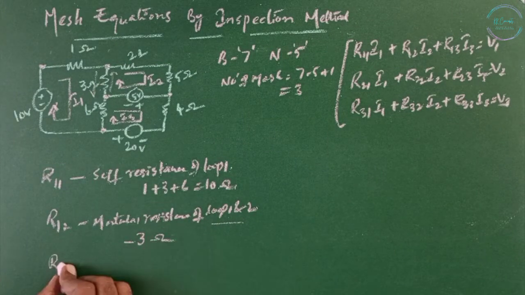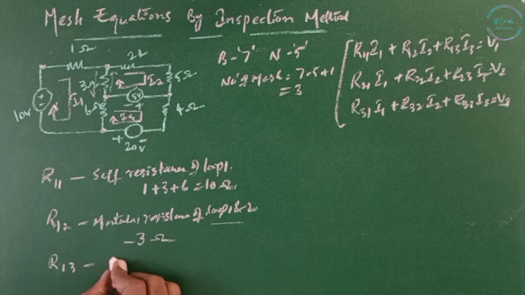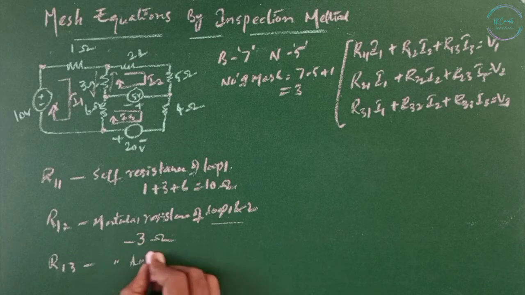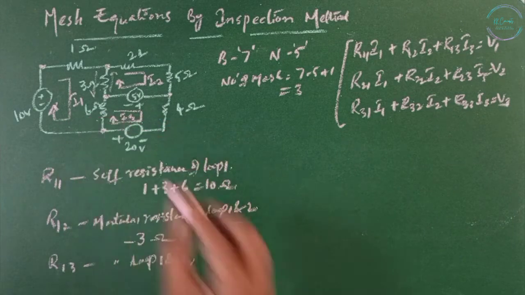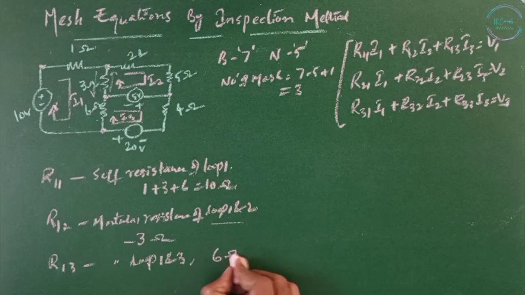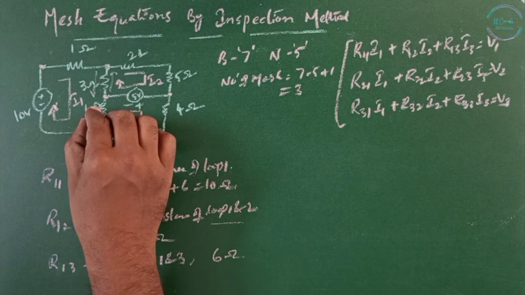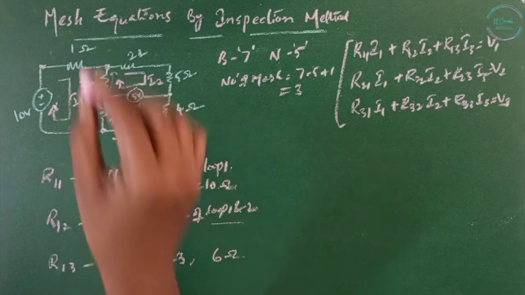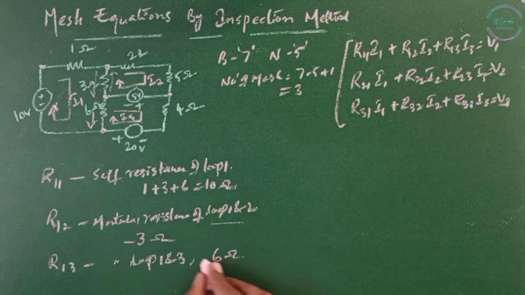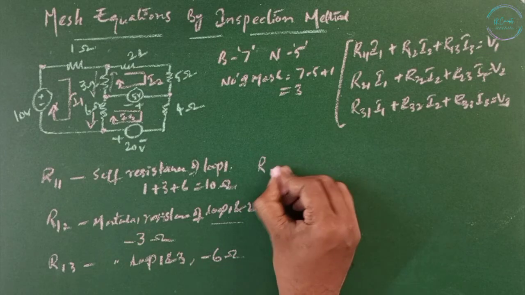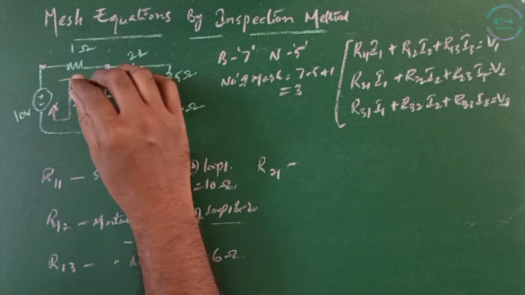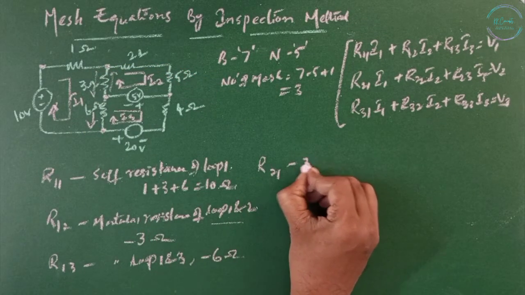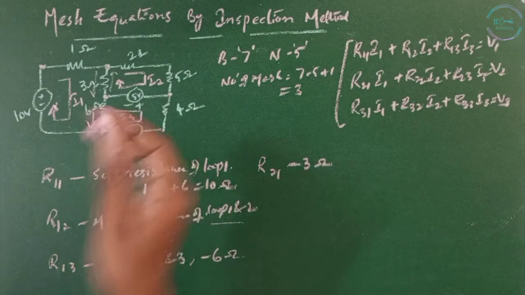3 ohms. R13 is also a mutual resistance, between loops 1 and 3. Between 1 and 3, the mutual resistance is 6 ohms, and the direction here, the current I1 is coming down, current I3 is going upwards. So it is in reverse direction, so negative sign. Similarly, R21 is the mutual resistance between 2 and 1. So again 3 ohms, and this is negative since the directions are different.